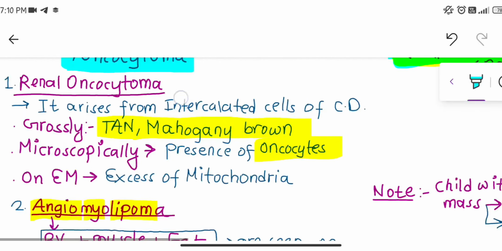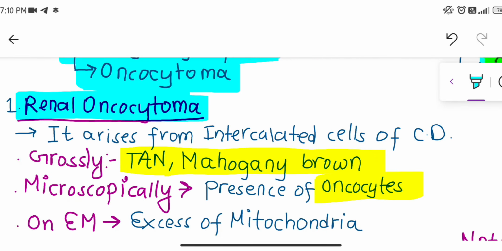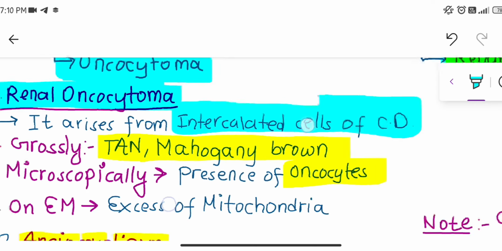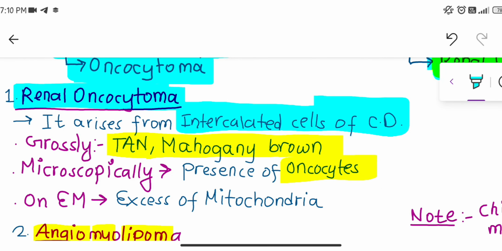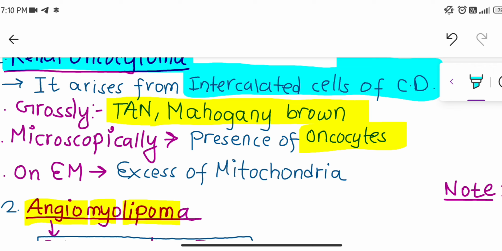Now first there is renal oncocytoma. It is a benign tumor. It arises from the intercalated cells of the collecting duct. Grossly, it appears tan mahogany brown in color, so the kidney will appear mahogany brown and tan.